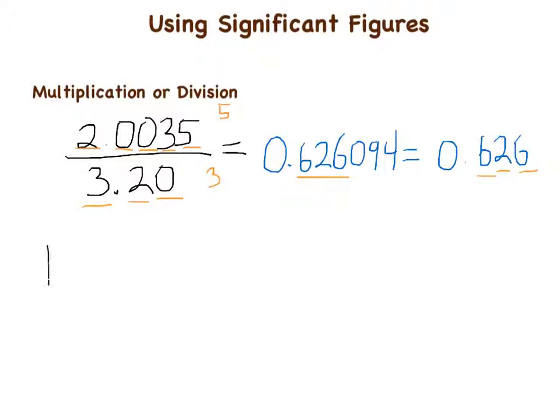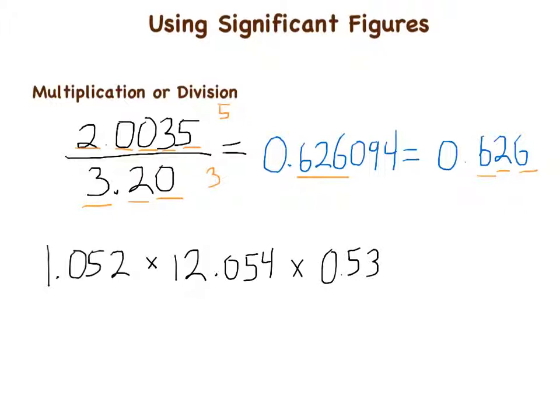Say you have 1.052 times 12.054 times 0.53. So we're multiplying 3 numbers. The easiest part is just to put it in your calculator, and you should get 6.7208. That was easy. That's what you get when you plug it in your calculator.